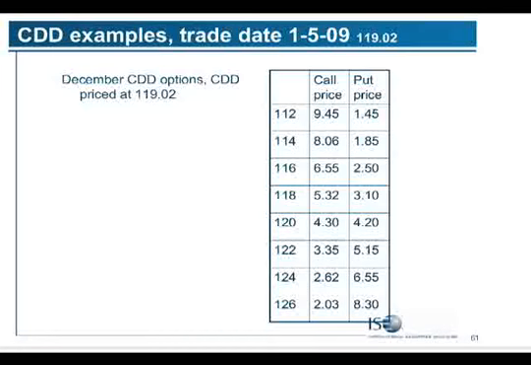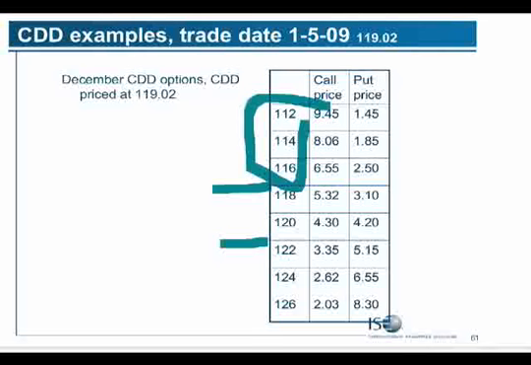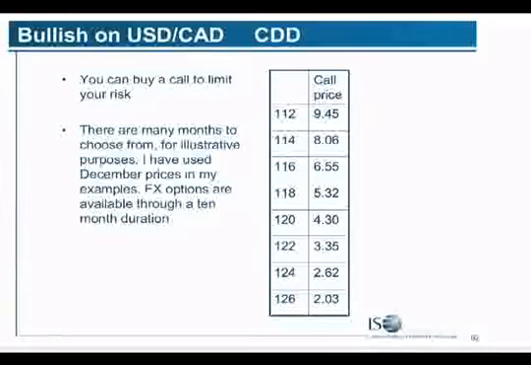This is January 5th, 09, just the other day. So we could look, and if we're trading at 119, the at-the-money options are going to be somewhere here, the 118s and 120s. We're going to have in-the-money calls here, and out-of-the-money puts are going to be over here.